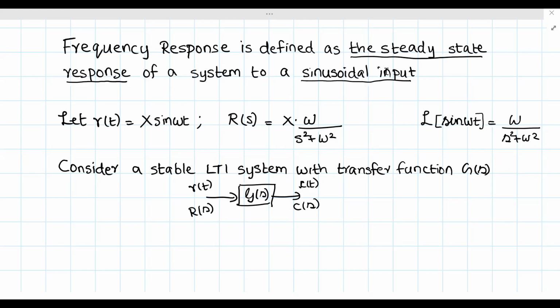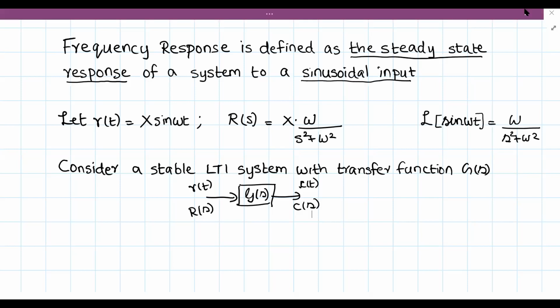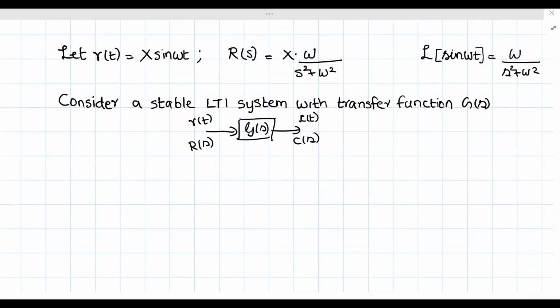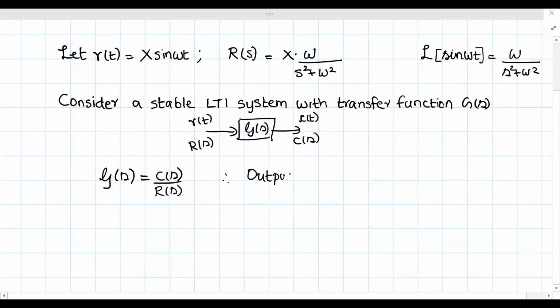So we can write G of s as C of s divided by R of s, correct? Ratio of Laplace transform of output to Laplace transform of input. So I can write G of s as C of s divided by R of s. Okay, so what will be my output? Output C of s will be R of s into G of s.